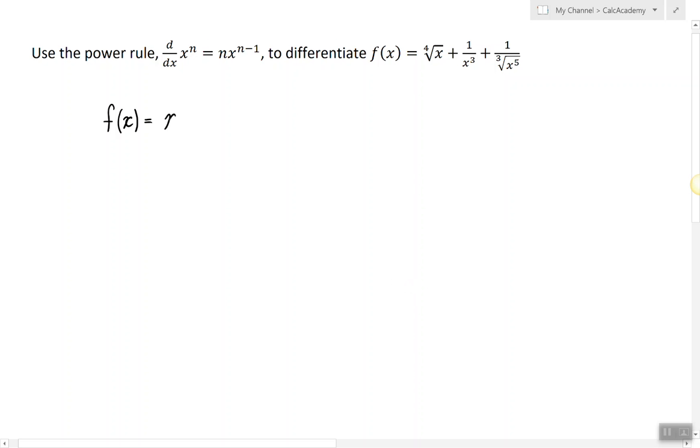So 4th root of x is the same as x to the power 1/4. 1 over x cubed is the same as x to the power -3. And 1 over cube root of x to the power 5th is the same as x to the power -5/3.